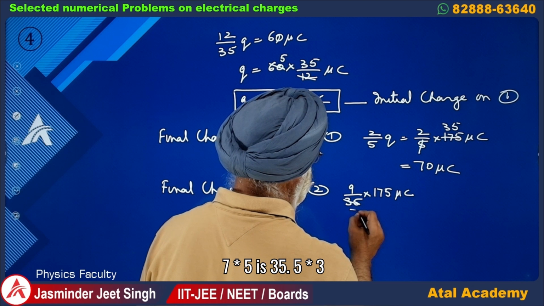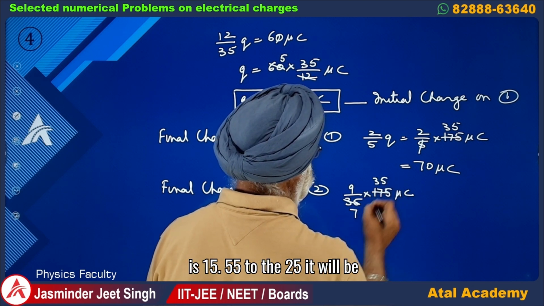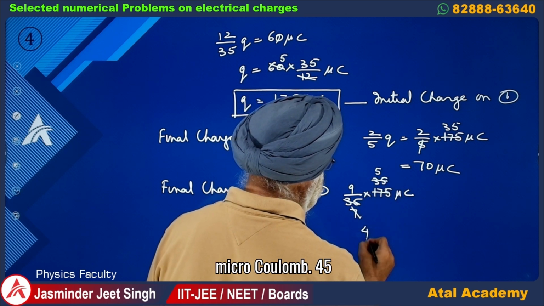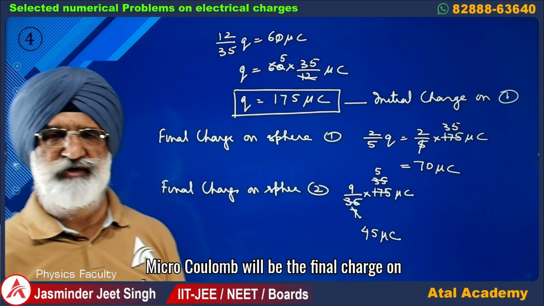So 7 into 5 is 35, 5 into 3 is 15, 5 is 25, it will be 7, 5 is 35, 9, 5 is 45 microcoulomb. 45 microcoulomb will be the final charge on sphere 2.